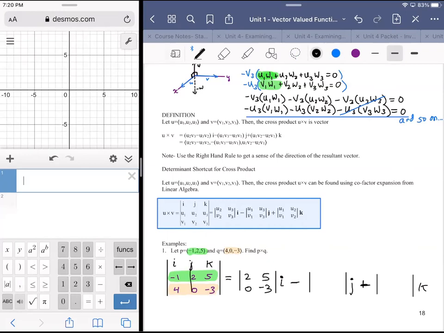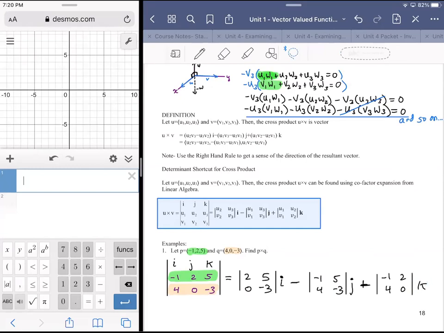For the j, I'm going to disregard the column and row that contains the j. I'm going to write down the values that I didn't cross out, -1, 5, 4, -3. And then for the k, I'm going to disregard the column and the row that contains the k and write down the values that remain after I cross out those entries, -1, 2, 4, and 0. Which will be the word of the day, entry.